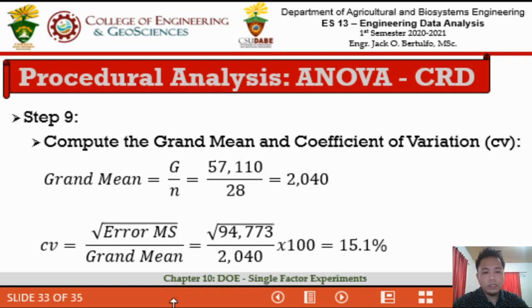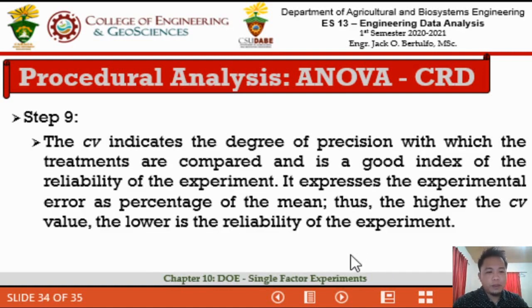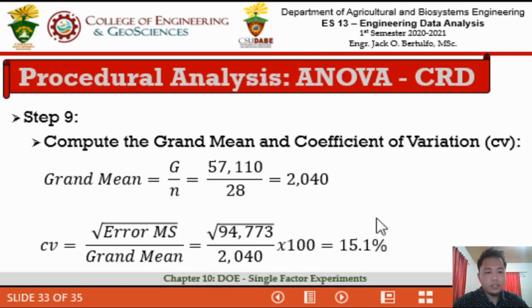The grand mean was calculated earlier in the table, which is 2040, but you can use this formula. Then CV, which is the coefficient of variation, is measured in terms of error. So the greater the CV, the worse the model. So the CV, the coefficient of variation, should be small, because it is measured from the error. For this, just use this formula, 15%.